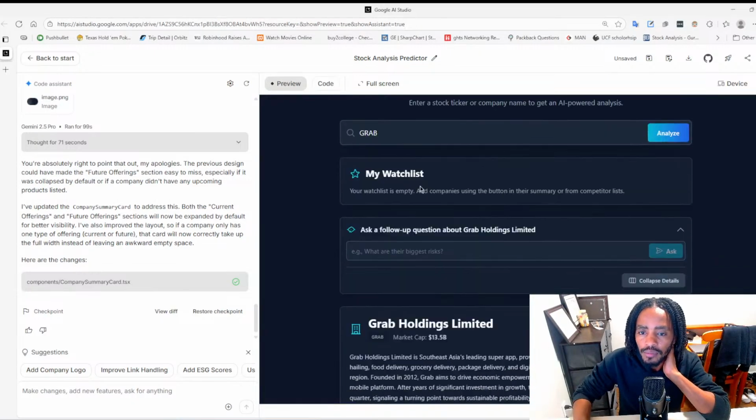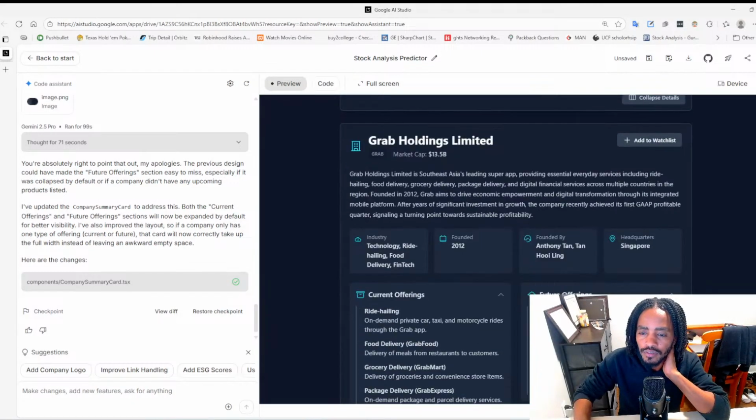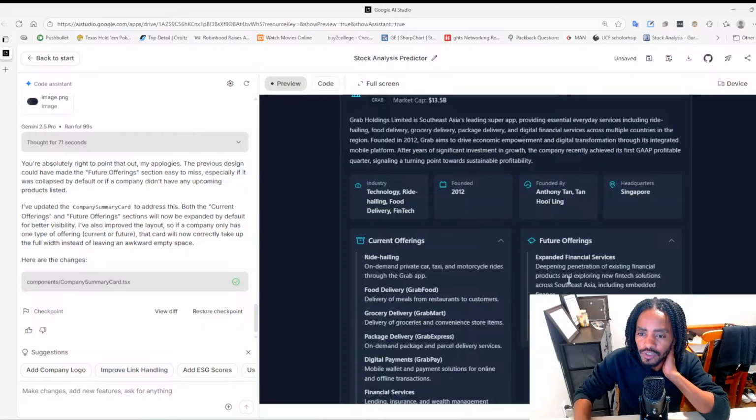For Grab, obviously the future offerings: expanded financial services, deepening penetration of existing financial products, and exploring new fintech solutions across South Asia, including embedded finance. New vertical services, potential expansion into additional on-demand services that complement existing offerings, enhancing the super app ecosystem.